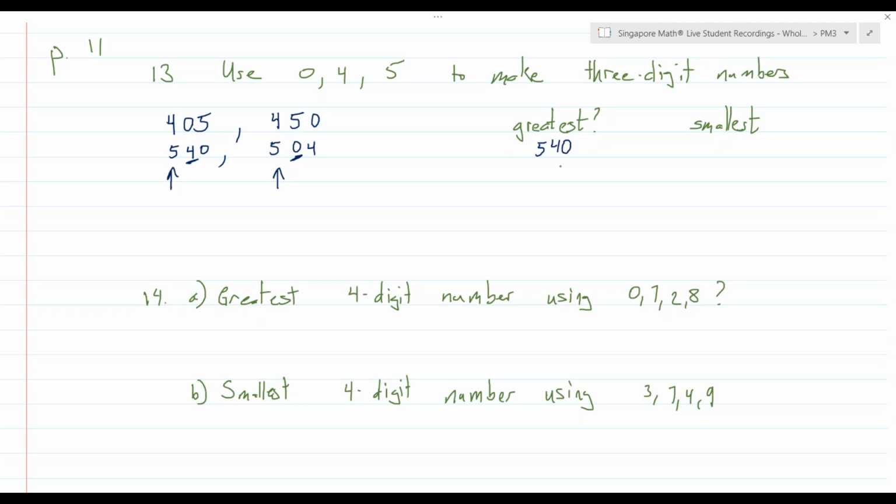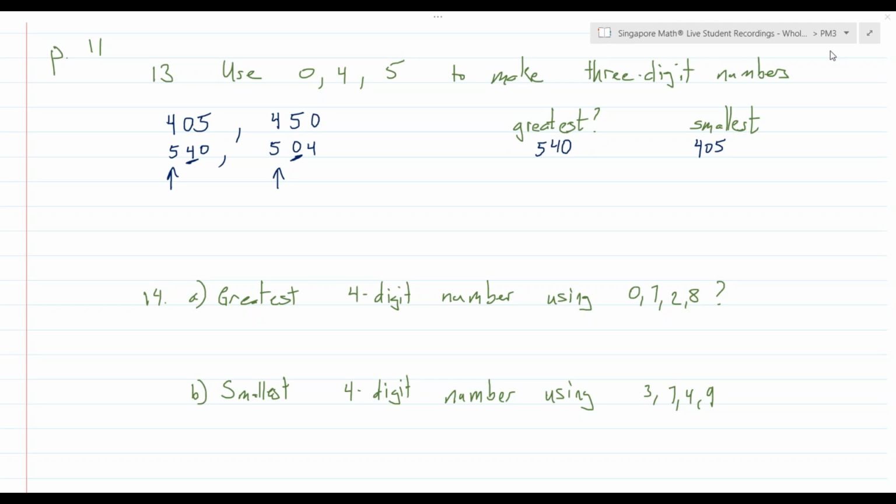Same kind of logic to find the smallest number. I know that both 405 and 450 are smaller than 540 and 504, but which one is smaller of the two 400 numbers? It doesn't take much looking to realize that 405 has a 0 in the tens place, and that will be smaller than 450.